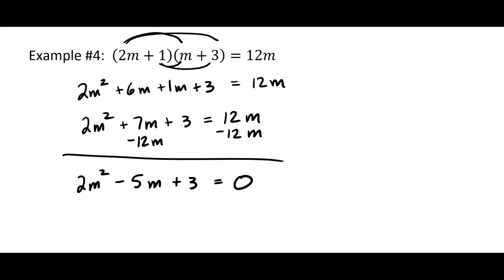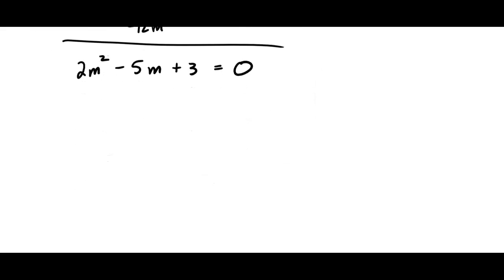So now if you're asking, well, could I have moved the 12m over first? You could. That would be okay to do, but you're still going to have to multiply out the binomials. So I just wait. It seems to write a little bit easier, but that's up to you. All right, we're not done. Now we have to factor the polynomial.